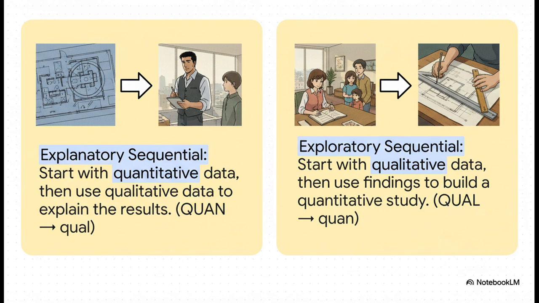So you've got two main paths you can take here. With an explanatory design, you start big with quantitative data, the quan, and then you follow up with qualitative methods, the qual, to help figure out why you're seeing those numbers. But in an exploratory design, you just flip it. You start with qualitative exploration to really get a feel for a topic, and then you use those insights to build a really smart, targeted quantitative study.